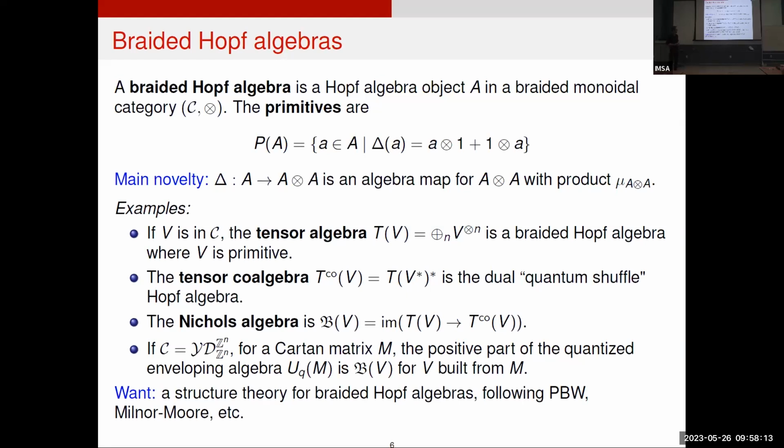So I hinted at the fact that there's a structure theory for Hopf algebras, which falls apart very badly for braided Hopf algebras. And so that's sort of where I want to go. Let me just see if anyone has any questions first.